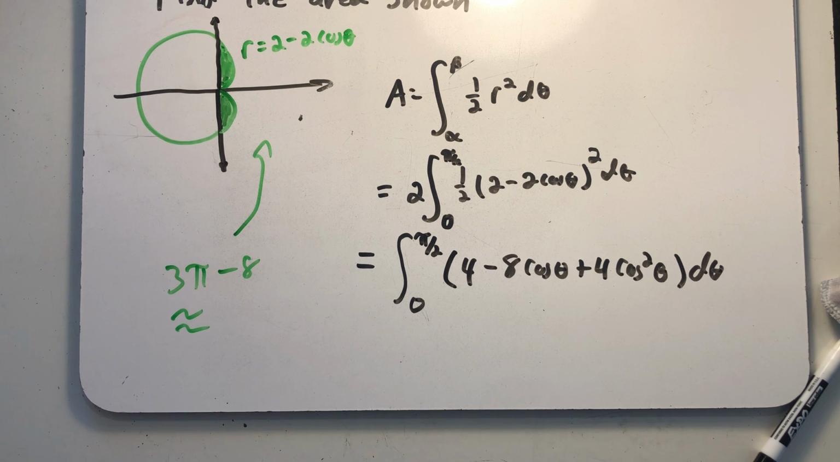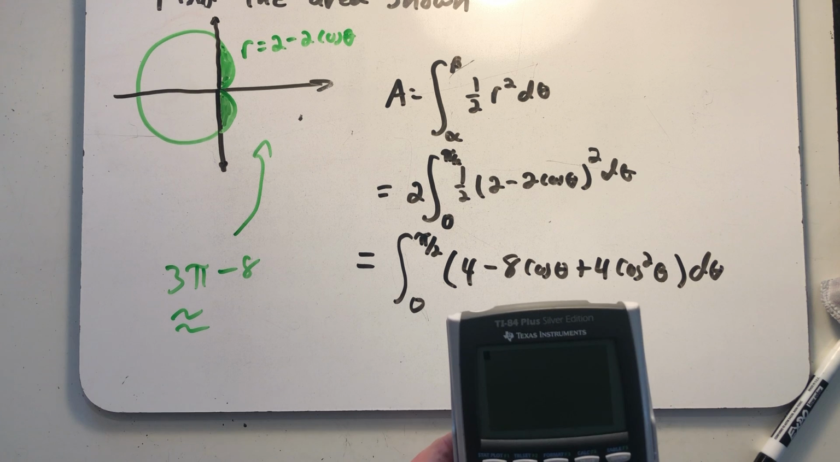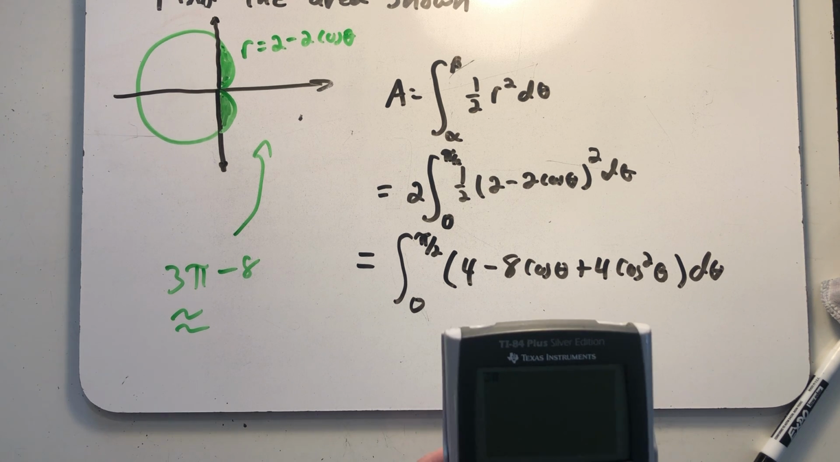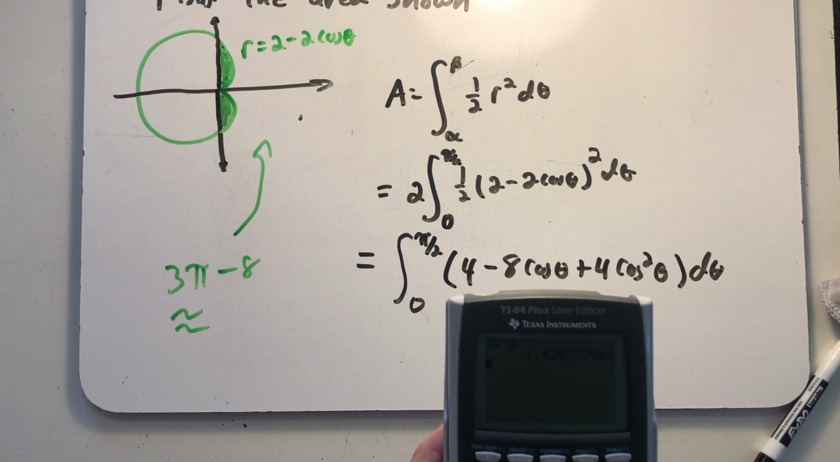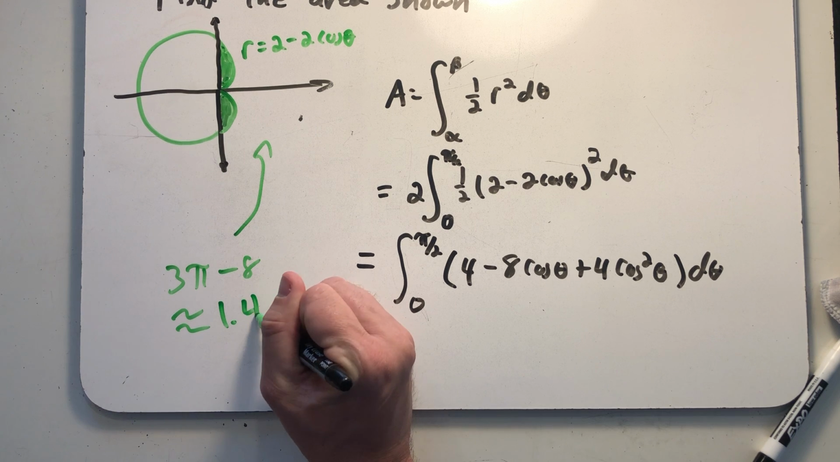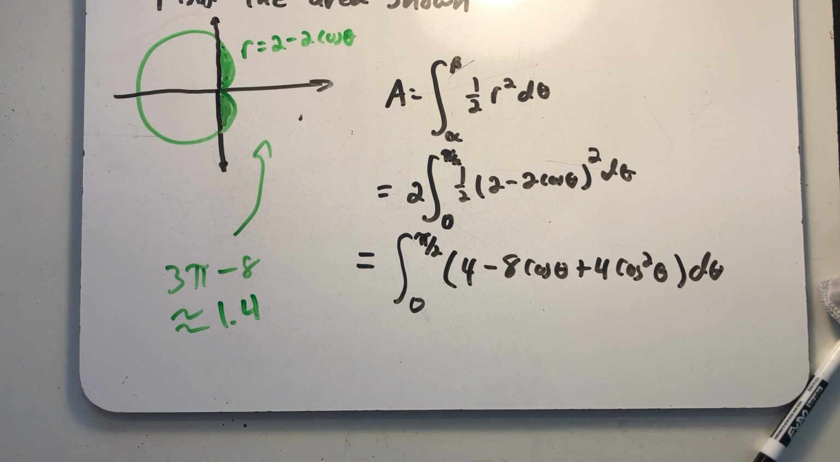And just in case someone was curious to know what that was approximately, we have 3 times pi. If I can hit the right buttons on the calculator, 3 pi minus 8 is about 1.4. All right, so there is that polar area.